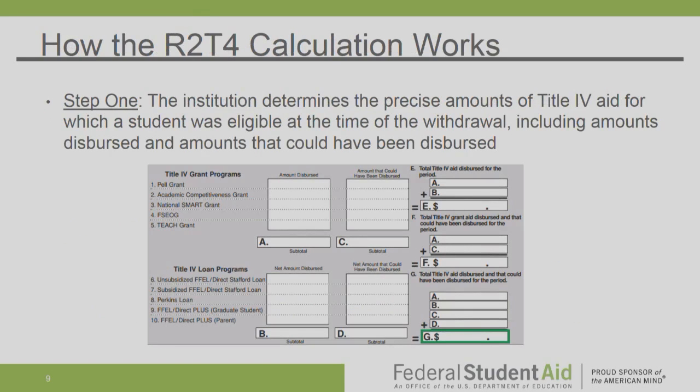So now let's take a closer look at how the R2T4 calculation is performed by taking it apart piece by piece. Here in step 1, the institution determines the precise amounts of Title IV aid for which a student was eligible at the time of the withdrawal, including the amounts that were disbursed and amounts that could have been disbursed.